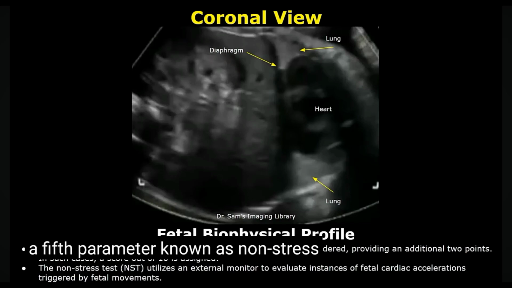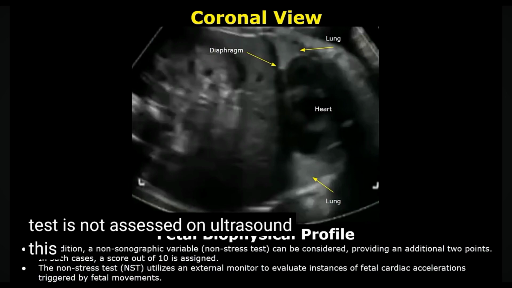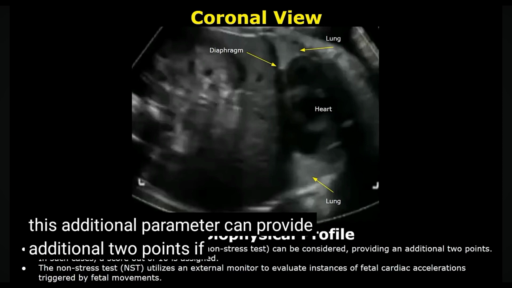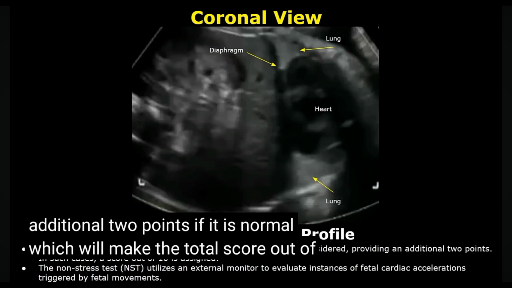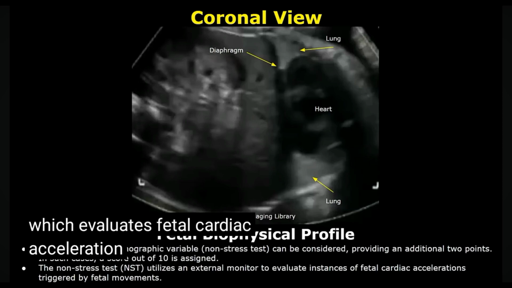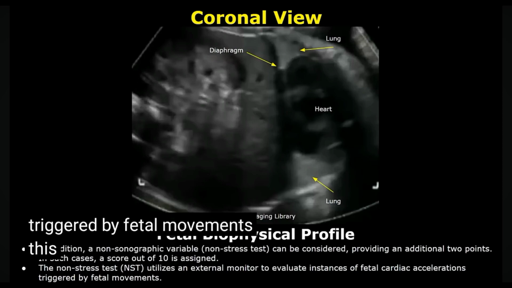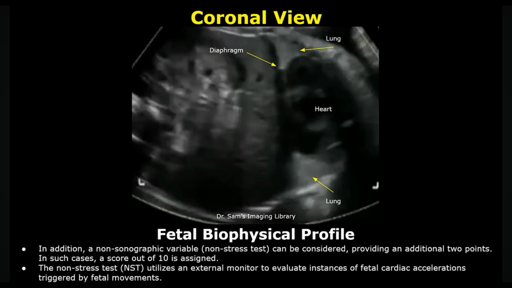A fifth parameter, known as non-stress test, is not assessed on ultrasound. This additional parameter can provide additional 2 points if it is normal, which will make the total score out of 10. The non-stress test uses an external monitor which evaluates fetal cardiac acceleration triggered by fetal movements. This is not evaluated on ultrasound.